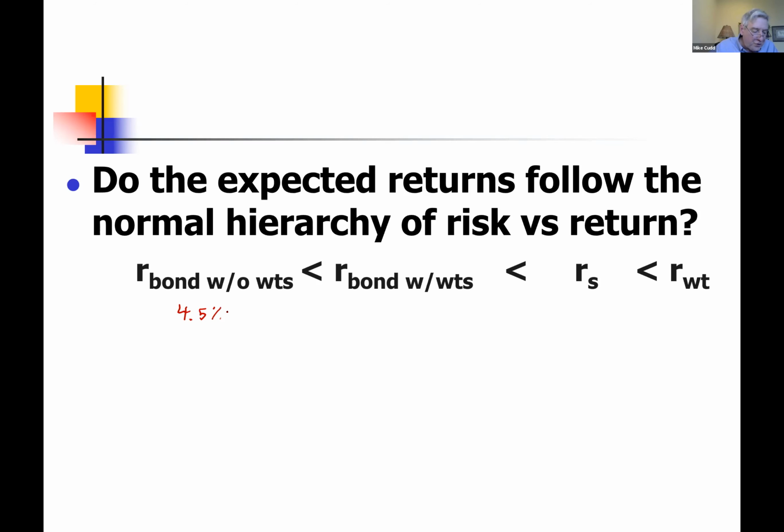Bonds without warrants would yield 4.5. With warrants, we think to the investor, more than that. Pure stock, even more. With warrants. And then with pure warrants, even more. Let me get rid of that. There.